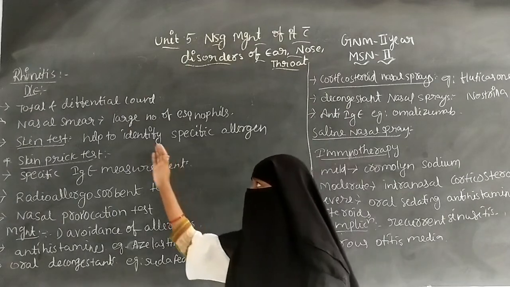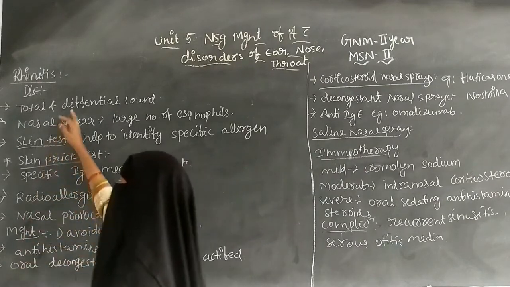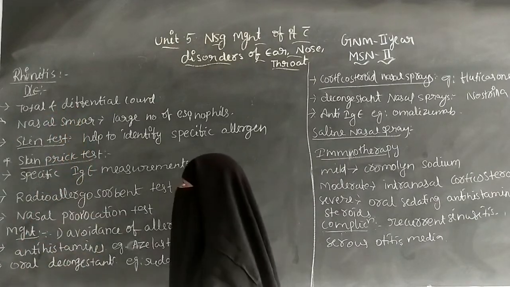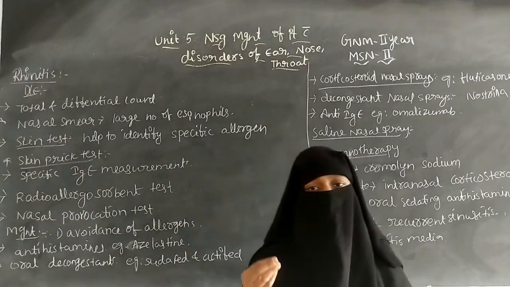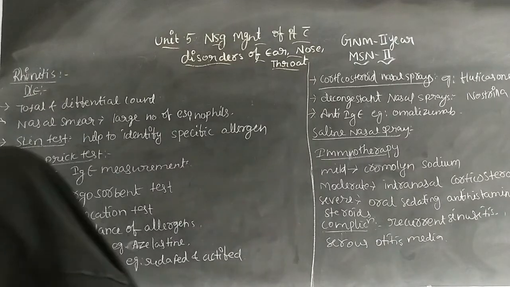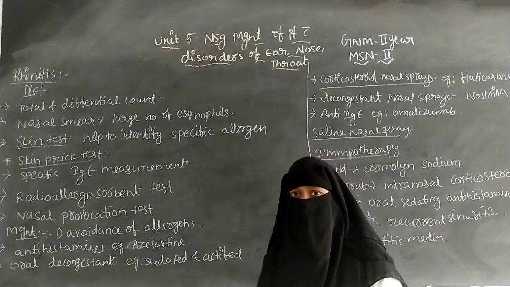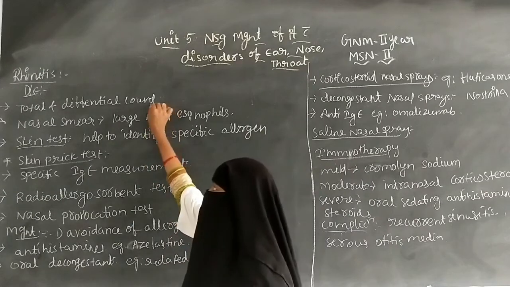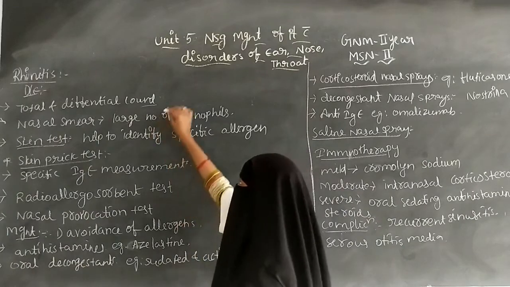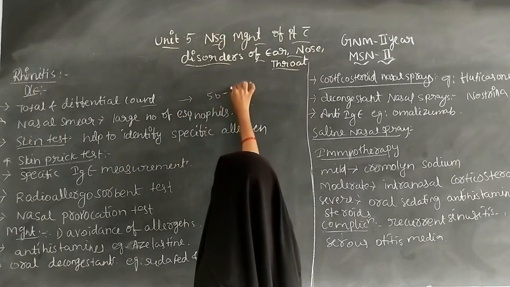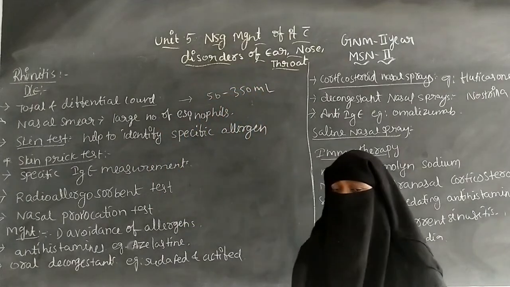Part 3 includes the diagnostic evaluation for rhinitis. The diagnostic evaluation includes the total and differential count. A blood test can be performed to know the eosinophil count, because eosinophils are activated during an allergic reaction. In this total and differential count we can know the normal eosinophil count. The normal eosinophil count is 50 to 350 per microliter.